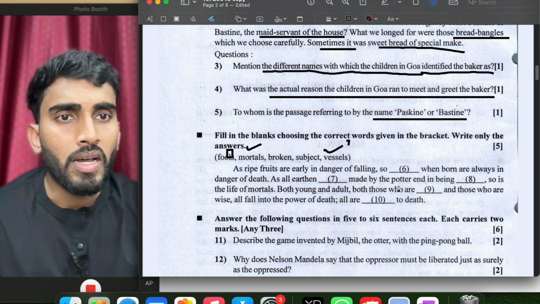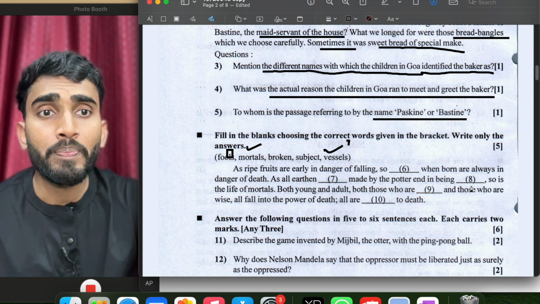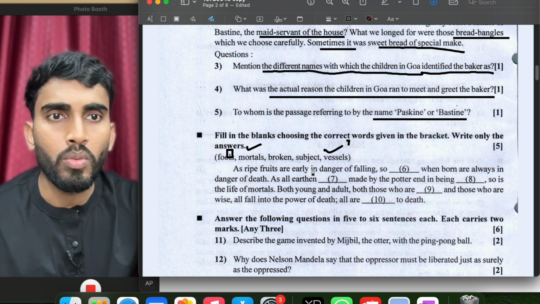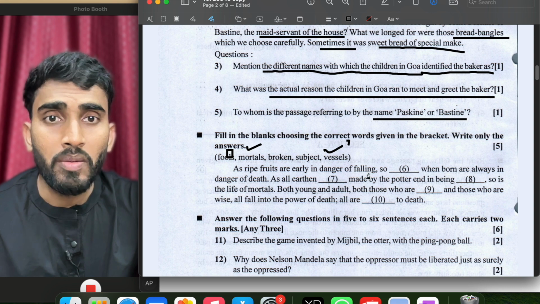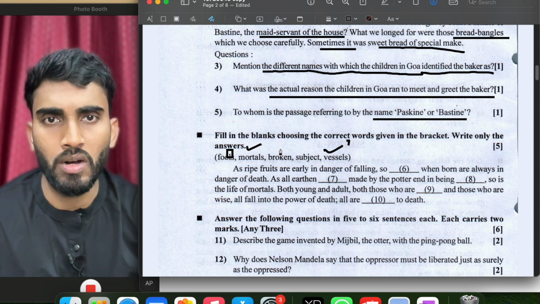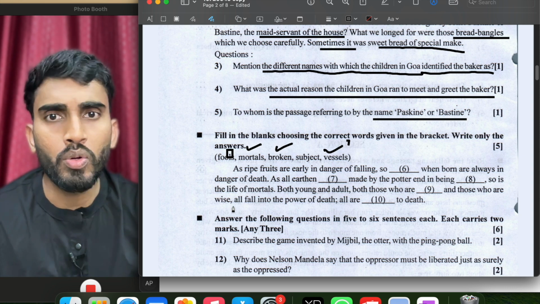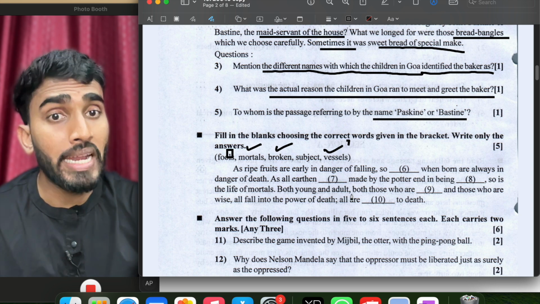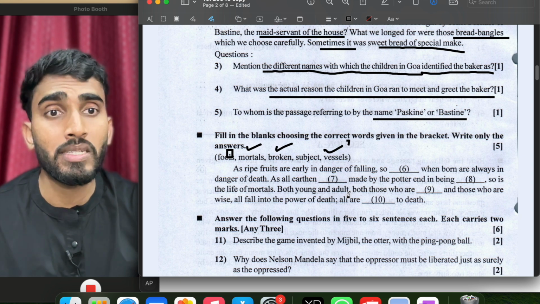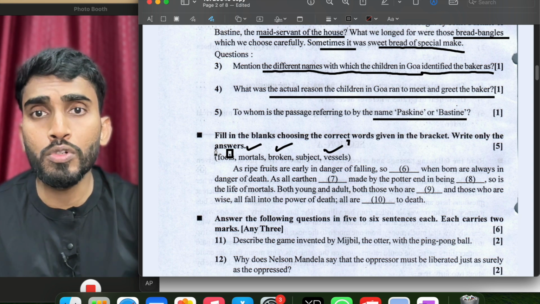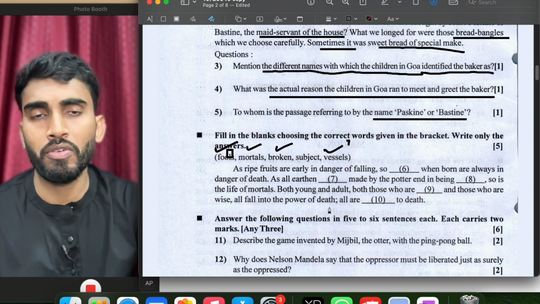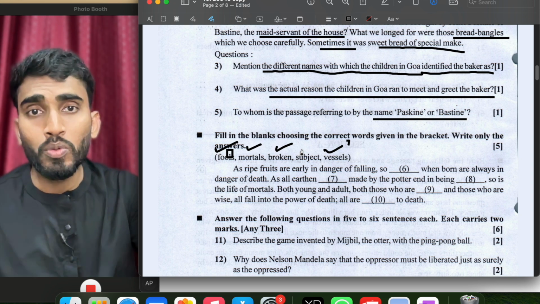Then 8 is made by the potter and in being dash. So yes, as all earthen vessels are made by the potter and in being broken, earthen vessels get broken, so is the life of mortals, both young and adults. Opposite words, both those who are fools and those who are wise, all fall into the power of death, all are subject to death.